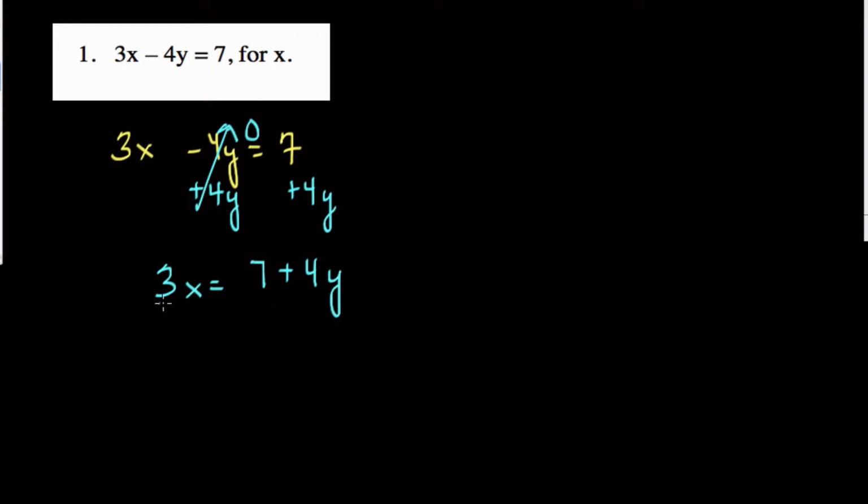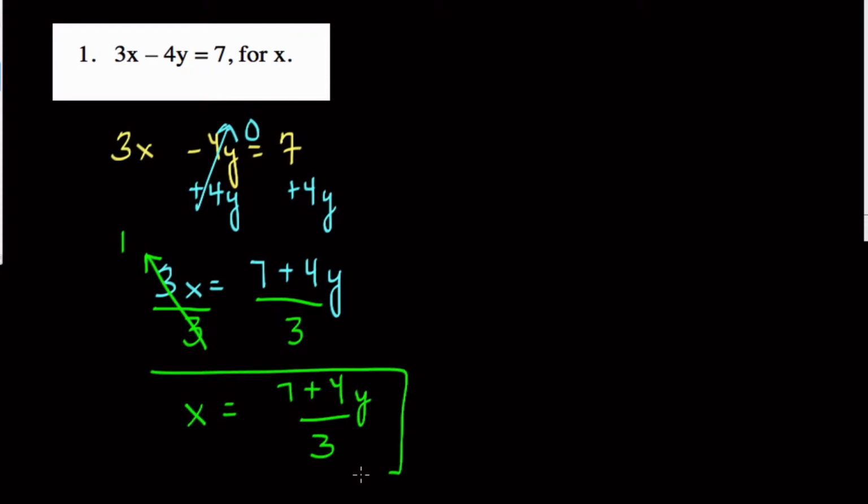And now I want to get rid of this 3. Well, how do I move that 3 over? What do I do about multiplying by 3? I can divide by 3. 3 over 3 is not 0. 3 over 3 is 1. Any number divided by itself is 1. So I end up with 1 times x. I don't have to write 1 times x. I can just write x. It means the same thing. Whatever I do to one side, I have to do to the other side. So I'm going to divide this side by 3 also. And I get x equals 7 plus 4y over 3. And that is my answer.